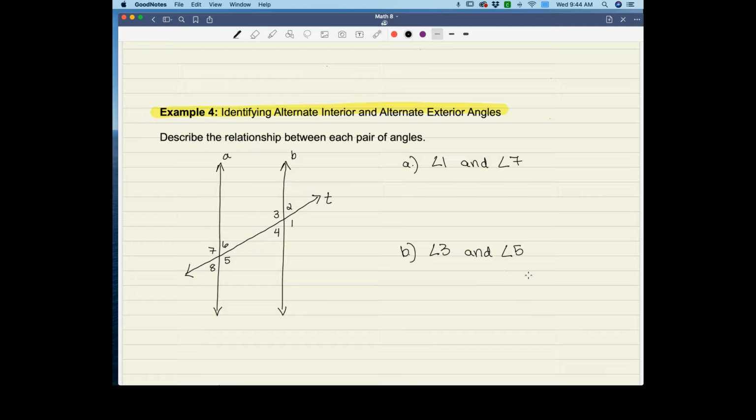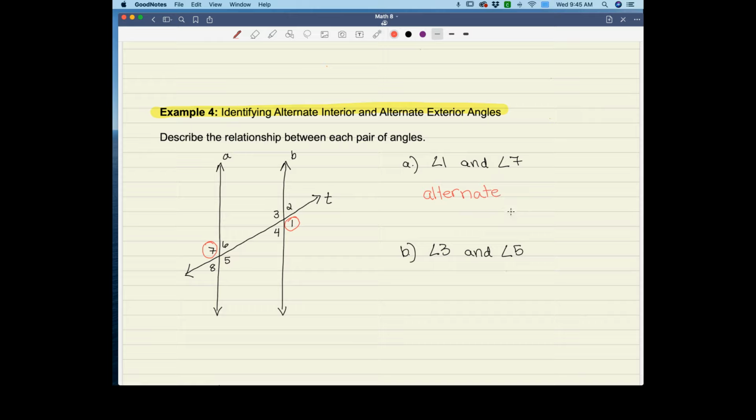So what I like to do is go ahead and copy my diagram. If I'm working on a worksheet, I'm going to go ahead and mark that up. So angle 1 is right here. I'm going to circle it. And angle 7 is right here. And I'm going to ask myself, are they on the same side of the transversal, or are they on opposite sides? And I notice I have one on the top and one on the bottom. Those are opposites. So that's going to give me alternate. That word opposite, we're going to have alternate.